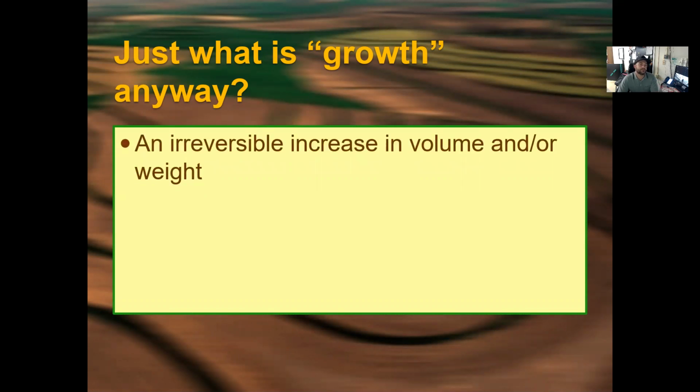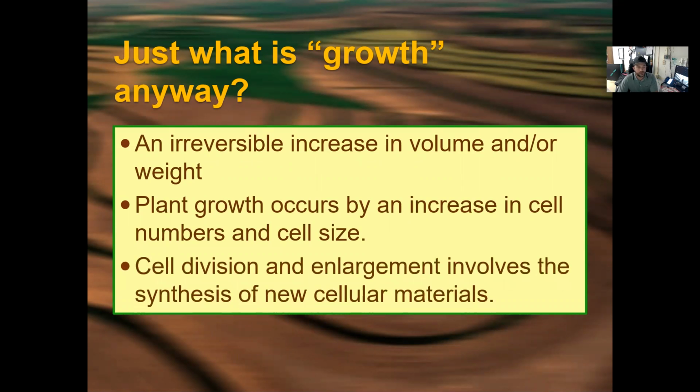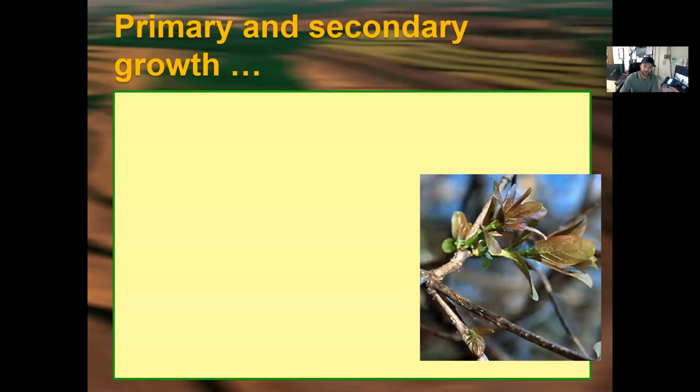So just what is growth anyway? It's an irreversible increase in volume and or weight. Plant growth occurs by an increase in cell numbers and cell size. Cell division and enlargement involves the synthesis of new cellular materials.